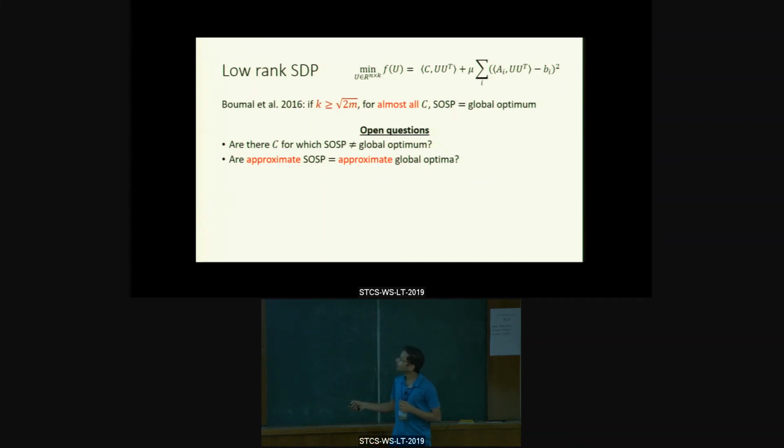And the second question is they show only that exact second order stationary points are exact global optima. But when we are running algorithms in practice, we can never really find exact second order stationary points, but we can only find approximate second order stationary points. So from a computational point of view, the more interesting question is whether approximate second order stationary points are approximate global optima. Okay, and these are the two questions that we consider.